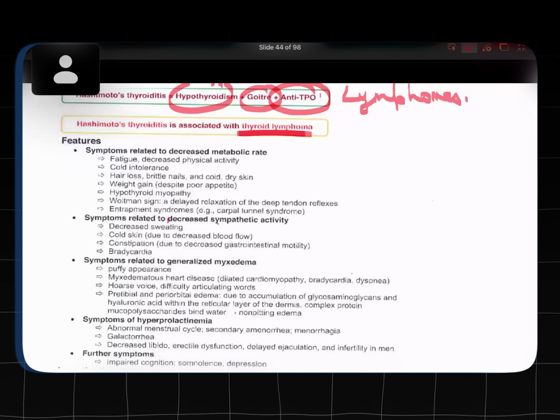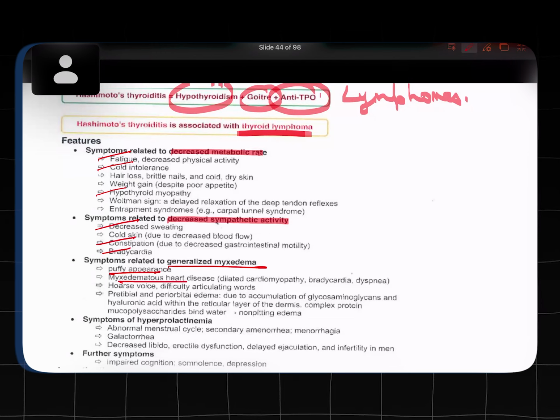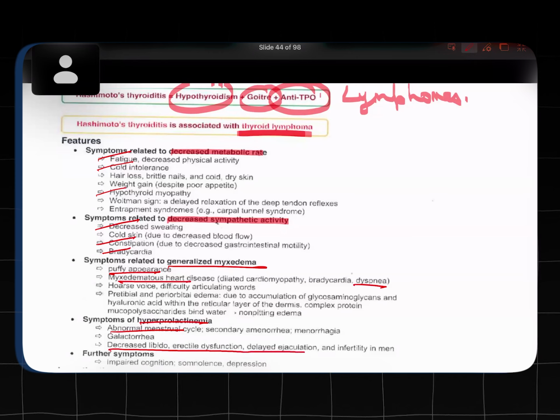Features are the usual features of hypothyroidism: fatigue, cold intolerance, hypothyroid myopathy, weight gain, decreased sympathetic activity, decreased sweating, constipation, bradycardia, generalized myxedema, puffy appearance, myxedematous heart disease, dyspnea, hyperprolactinemia, abnormal menses. Rarely it can occur in a male patient also, with erectile dysfunction. So the usual features of hypothyroidism you have to remember. There is nothing extra.